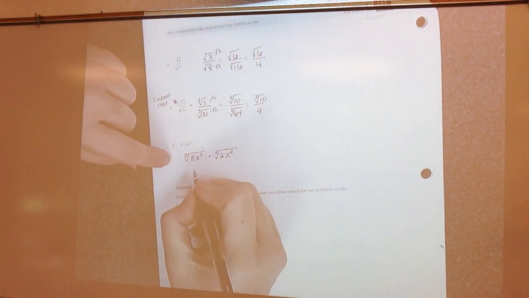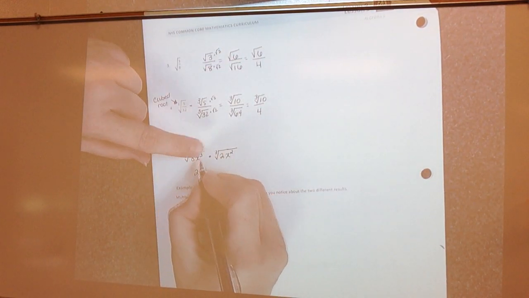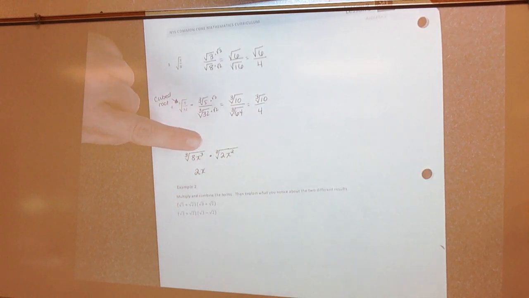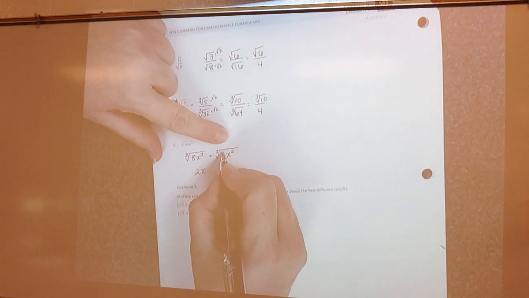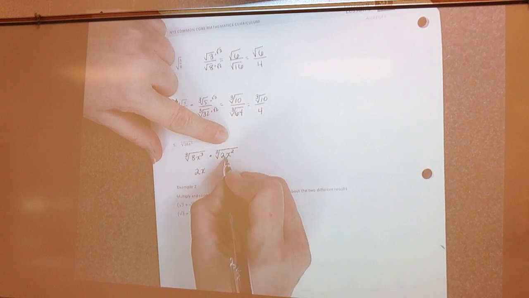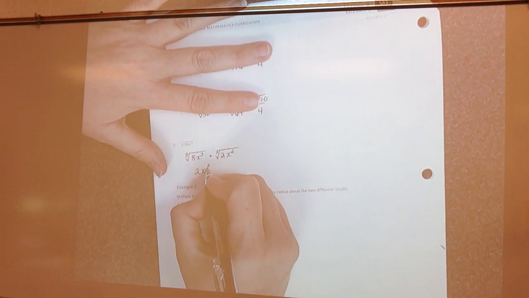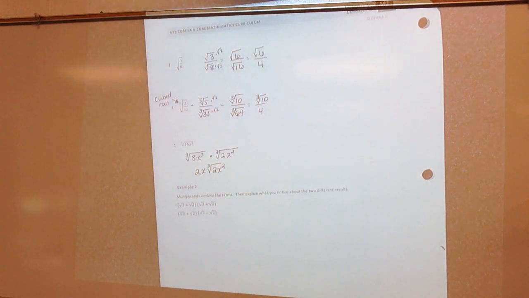So the cubed root of 8 is 2. The cubed root of x cubed is x. All right. And then, is there anything I can do here? No, 2 is as small as it's going to go. And so now I've got 2x cubed root of 2x squared. And I'm finished.